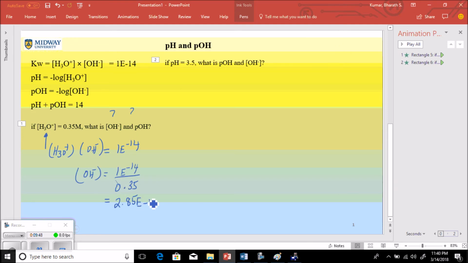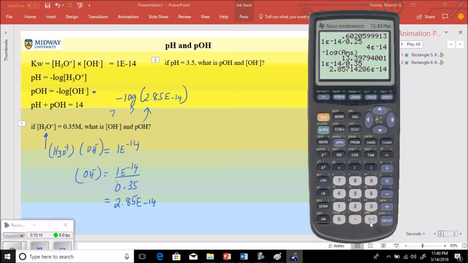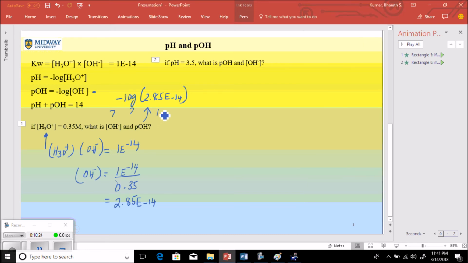Okay, now we've found OH minus. We can find pOH, which is negative log of 2.85 times 10 to the negative 14. We're using this equation, right? So that will be, let's bring the calculator back up. So it's negative, again, log of, I don't want to type in all the numbers, so second and answer, close the bracket, hit enter, and there you go. The numbers should be slightly different because I did change the value. I think it's 13.55.